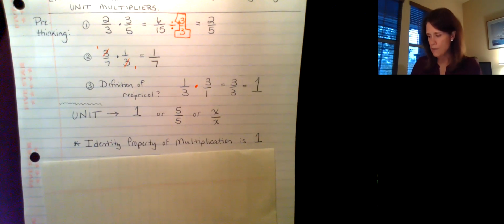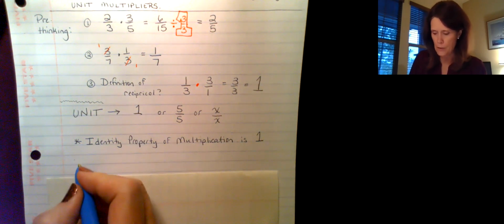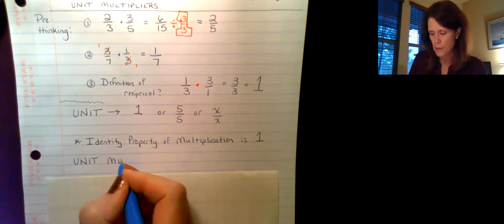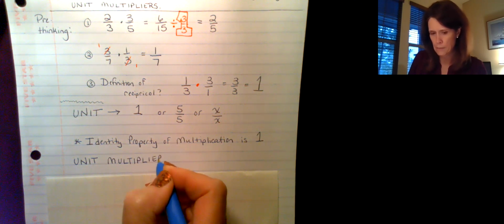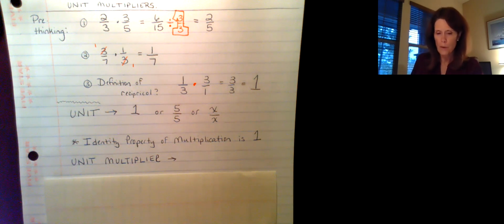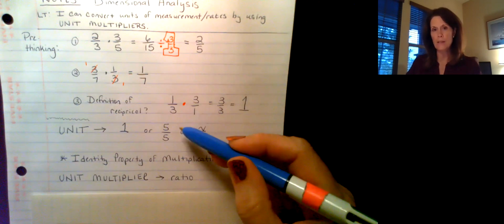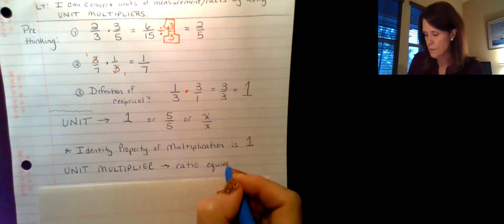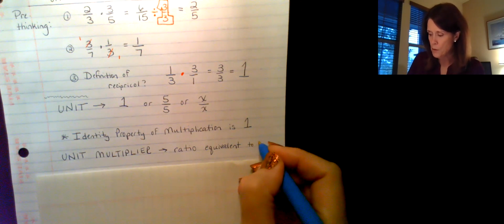Okay, so with that in the back of our head, we are going to use unit multipliers. So that was up in our learning target, right? Unit multipliers. So a unit multiplier is just 1, but we're expressing it as a ratio. So it's a ratio, just like these, that's equivalent to 1. So we're using this property to help us do some converting today.